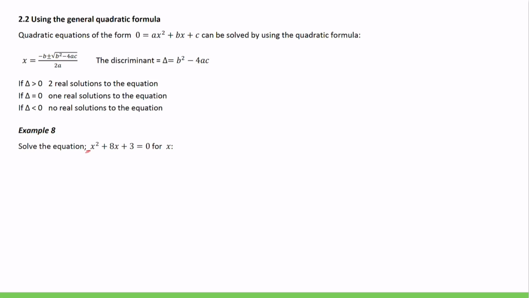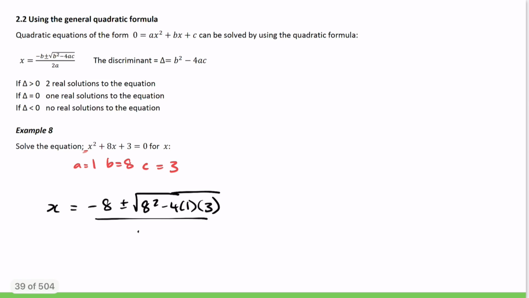So a will be the value in front of the x squared, in this case it's 1, b will be 8, and c will be 3. Now we've figured out those three values, we can substitute that directly into the quadratic formula. So it'll be negative b, so negative 8, plus minus the square root of b squared minus 4ac, so that's 8 squared minus 4 times 1 times c, which is 3, over 2 times a, so that will be 2 times 1.